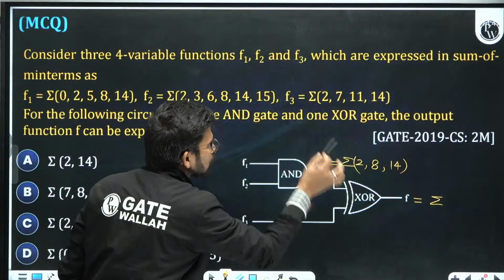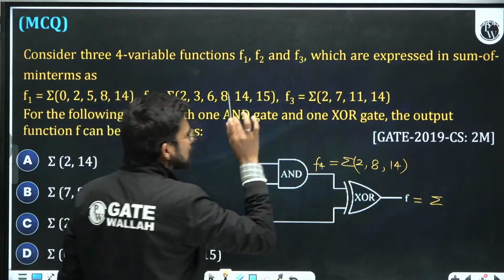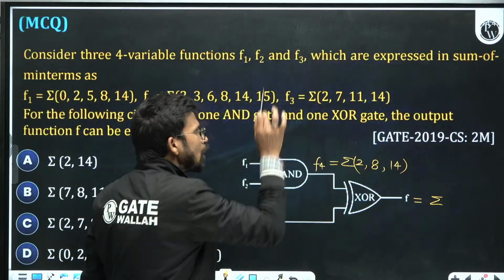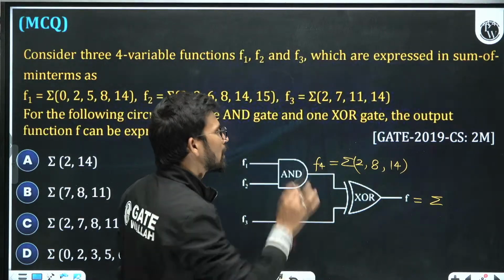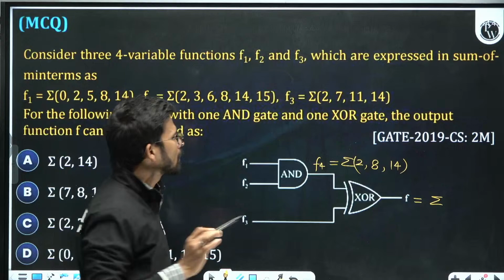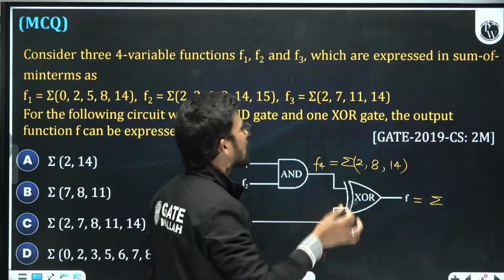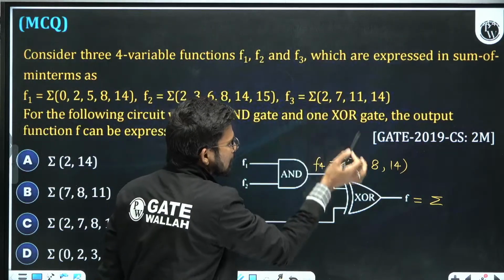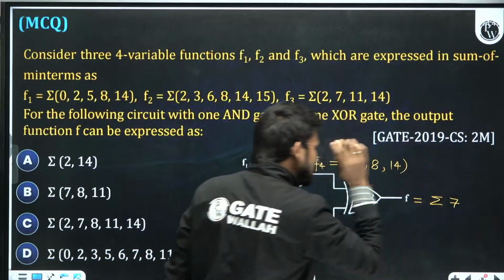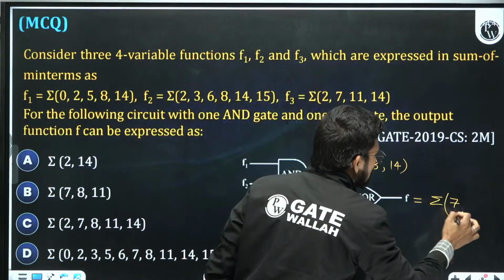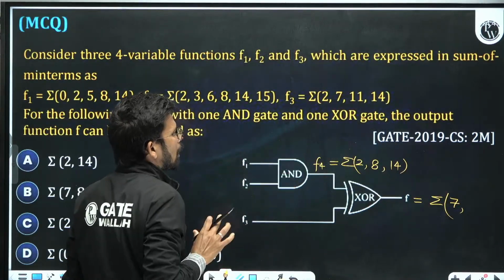2 is present in both, will not be there. 3 is missing in both, will not be there. 4 is missing in both, will not be there. 5 is missing in both, will not be there. 6 is missing in both, will not be there. 7 is here but missing here, will be there. The terms which are there in one function but missing in the other will be there in the result of XOR.